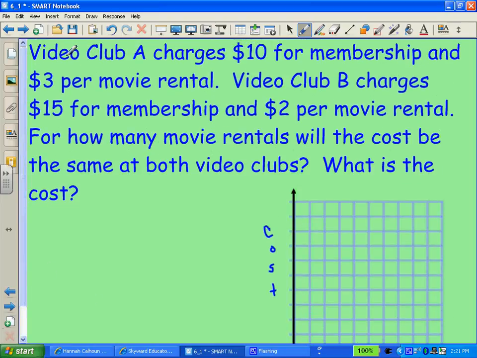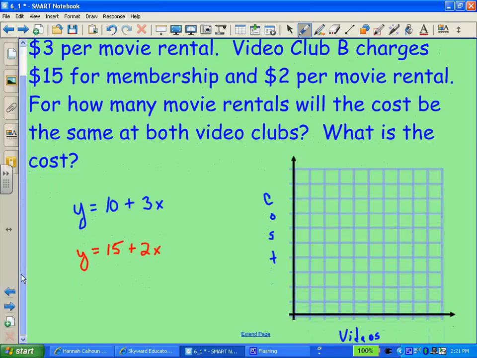So we need an equation for each video store. For Video Club A, the cost is going to equal the membership fee, 10, plus $3 for every movie we rent. And for Video Club B, the cost is going to be $15 plus $2 for every video we rent. So let's graph these two lines.